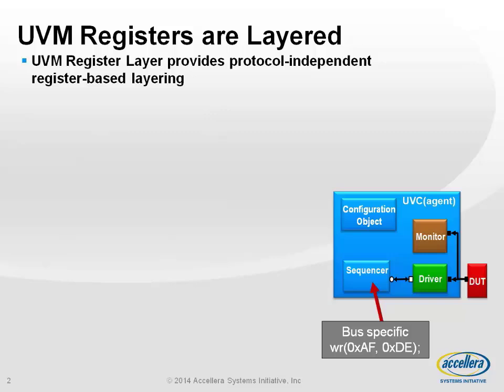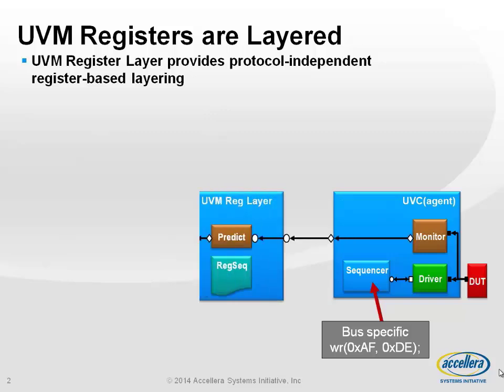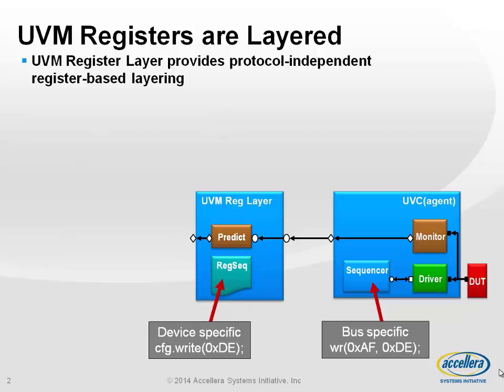as John and Shawn talked about, we have the sequencer here that is running sequences generating bus-specific transactions to a given address with a given data, and then that goes to the driver and onto the DUT. What we really want is to be able to take that up a step higher so that we can think about things in the way that we actually interact with the device.